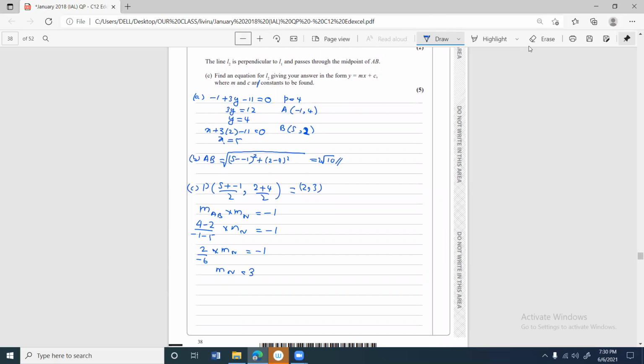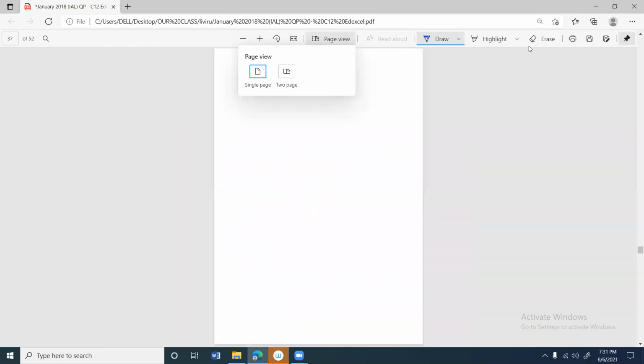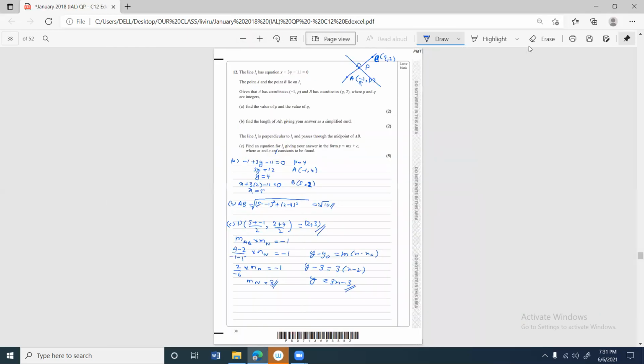Now you know it's passing through (2, 3) and it has a gradient of 3. So you can put it into the formula y minus y naught equals gradient times x minus x naught. Y minus 3 is equal to 3 times x minus 2. Y equals 3x minus 6 plus 3, so it's minus 3 is the answer for that. That's a way of getting this answer.